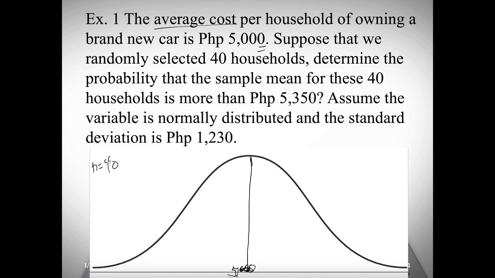Ang sabi dito, determine the probability that the sample mean for this 40 household is more than 5,350. Ayun. So, 5,000 yung based sa previous research. Tapos ngayon parang gagawa tayo ng panibagong experiment, panibagong research. Kapag humanap tayo ng 40 na bahay, ilan yung probability na kapag in-average natin yung sagot nila, yung average cost nila of owning their brand new car, is mas mataas sa 5,350.